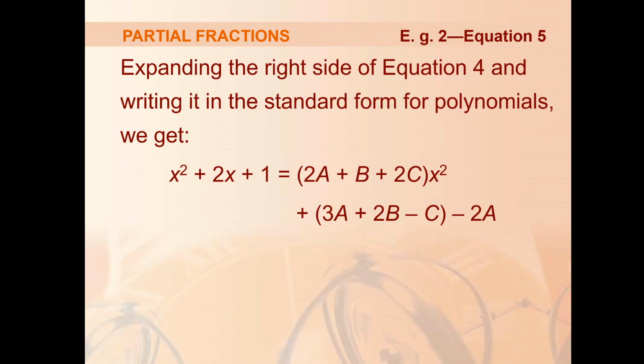And now for the next step, we want to regroup them. So for the x squared term, we have 2a plus b plus 2c. And for the linear term, we have 3a plus 2b minus c. There's supposed to be an x right here, that's a little typo. Minus 2a for the constant term.